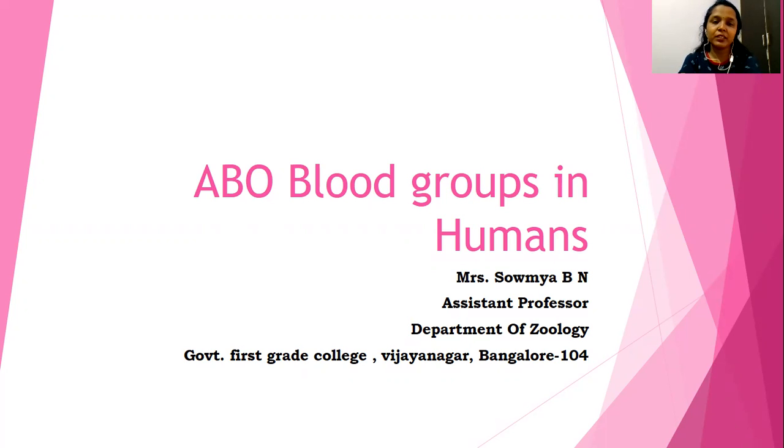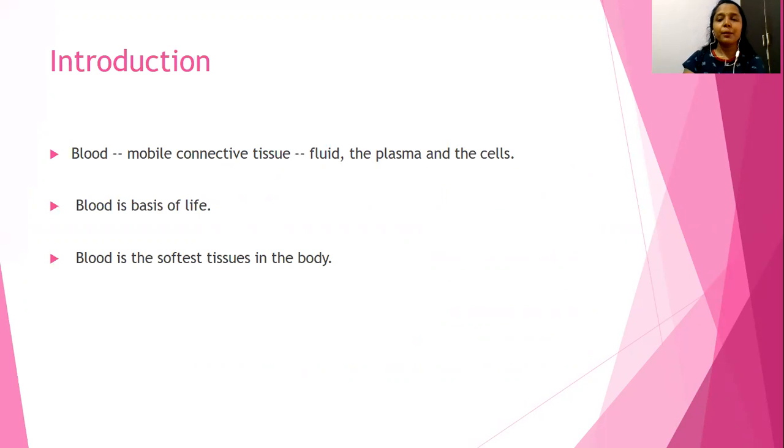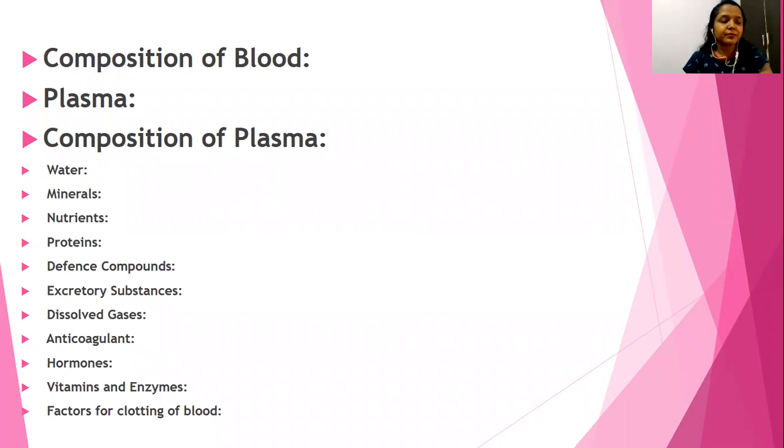Today, I'm going to explain a few things related to ABO blood groups in humans. Before getting into the main topic, let me say a few things regarding the blood. Blood is a mobile connective tissue which is there in the animal's body. Blood comprises plasma and cells. Blood is the basis of life and it is the softest tissue in the body.